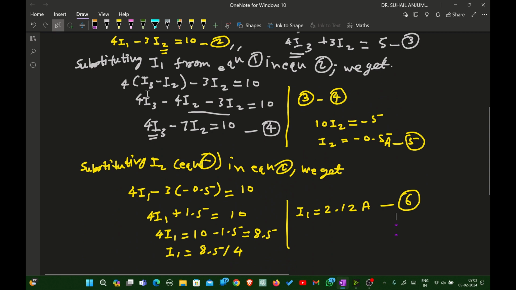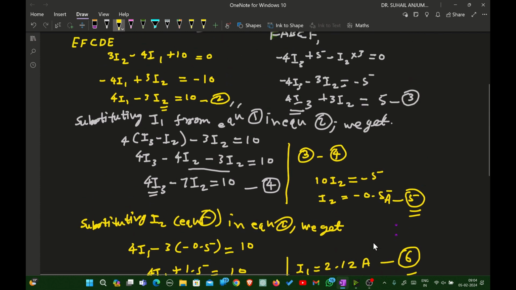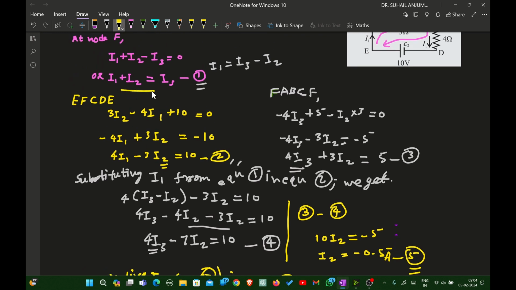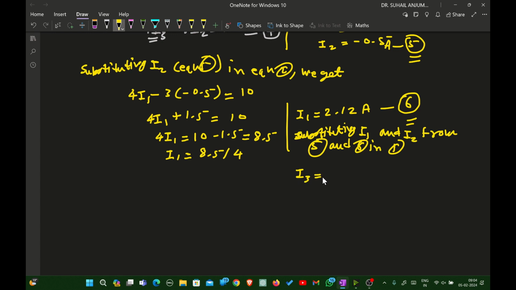So we can get the value of I3 by substituting the values of I1 and I2 from equation number 5 and equation number 6 in equation number one. So what it says, equation number one is I1 plus I2 is equal to I3. So we can get I3 is equal to I1 plus I2.